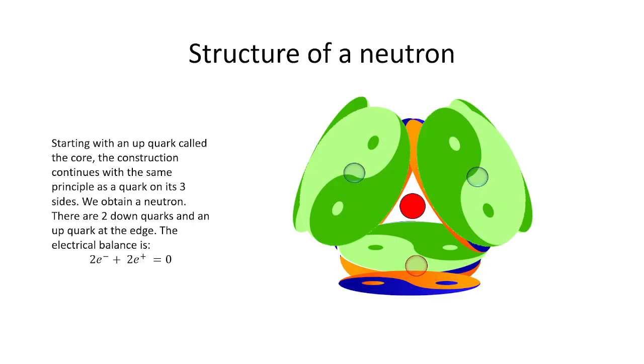Structure of a neutron. Starting with an up quark called the core, the construction continues with the same principle as a quark on its three sides. We obtain a neutron. There are two down quarks and an up quark at the edge. This electrical balance is 2E- plus E+ equal to 0.